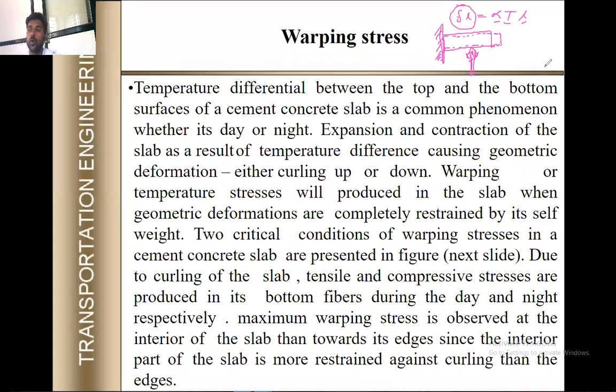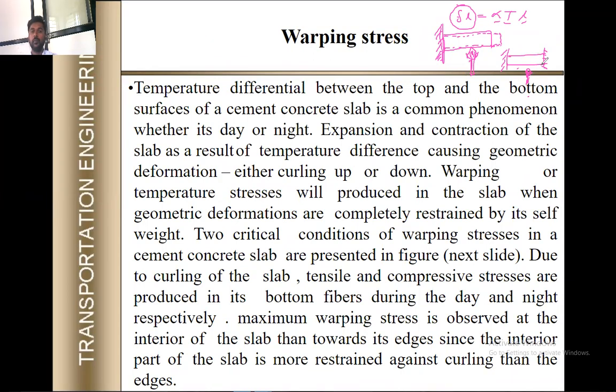But now suppose this end is fixed and the other end is also fixed. What will happen in the second case? If I go on heating this member, it will try to elongate, but due to the constraint on both sides, it cannot. So due to this, temperature stresses will be developed in that member.